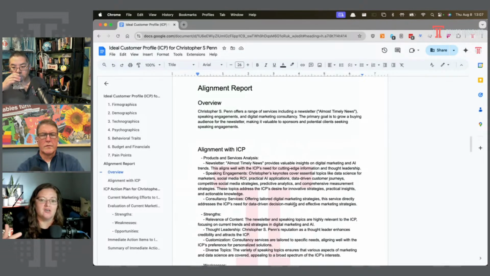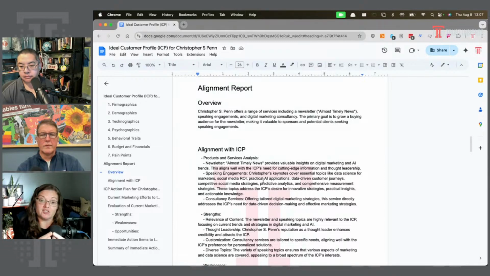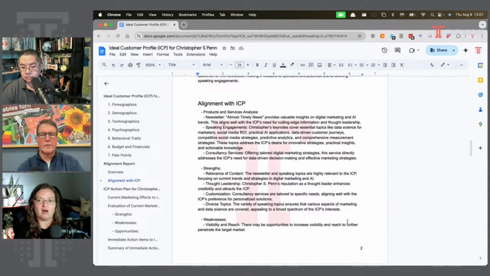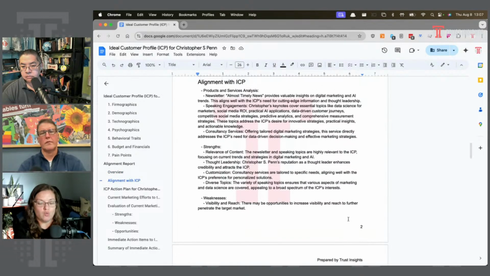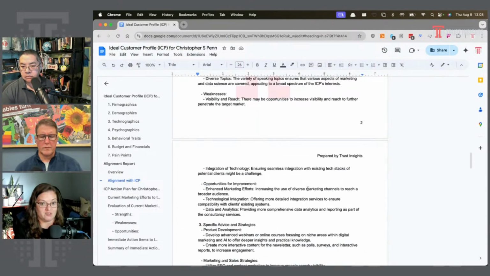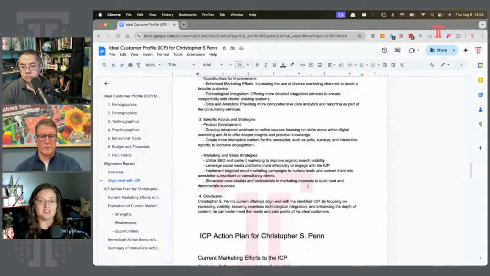So this section for you, Chris, as the client, goes through, here are the things you offer, here's how well they align, and then here's where you could find some opportunities to align your services better to meet the needs of the customer profile. Because what this is all about, it's not about what you want to give them, it's about what they need. So it's really from the perspective of, this is what the ideal customer needs. Here's what you need to do to meet them where they are, not the other way around. And so it goes through all of your different services. It gives you some specific advice.